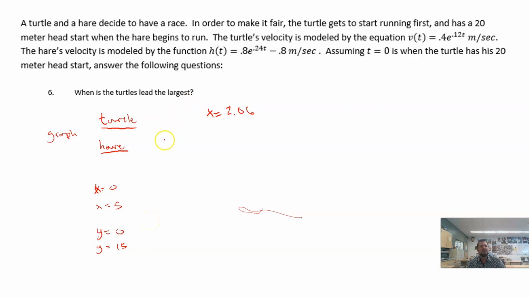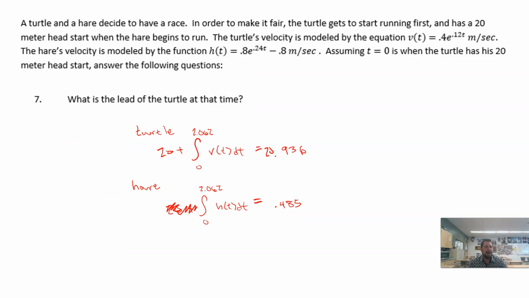And then what we have to do to find out when, and this is the important part, when the turtle's lead is the largest, is we have to find out where those two graphs intersect each other. Once I do that, remember I just press second trace, number 5, then I press enter 3 times on my calculator, and it tells me at time equals 2.06. That is when the turtle's lead is the largest.